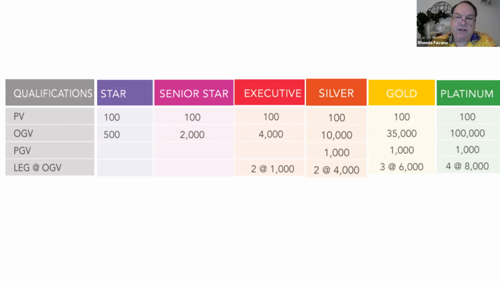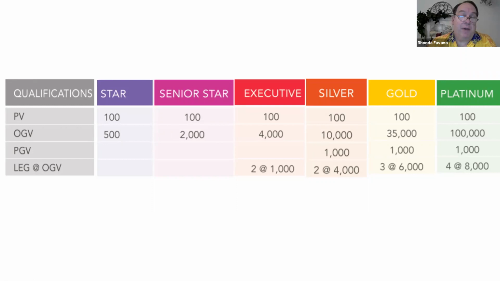This is how I like to try to look at it with new people when they say they want to build a business. To be a senior star, you need 2,000 OGV. In my mind, I go, that's 4 times 500. I need to find 4 people that want to build a business and help them hit star. I'll be a senior star. Not build a business necessarily. If they want to get their oils paid for.